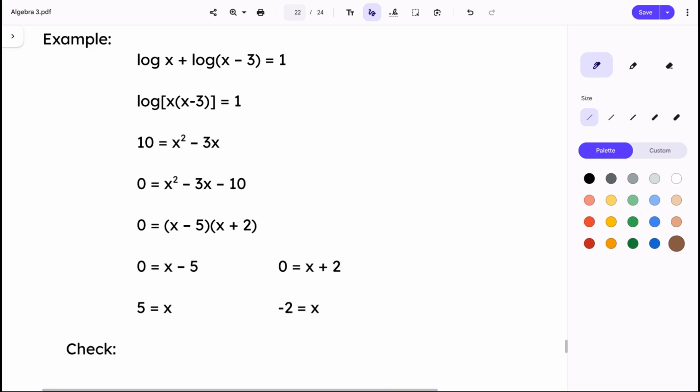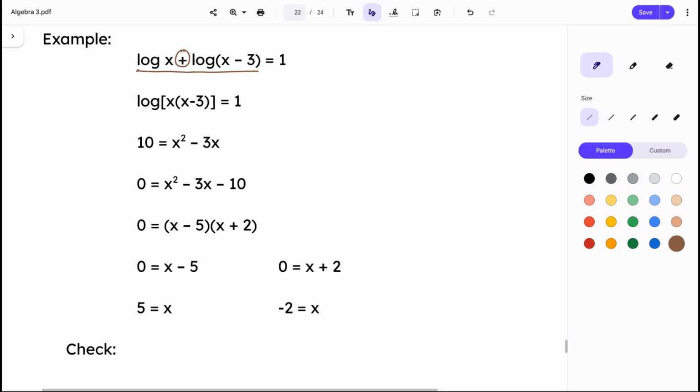The first thing that I'm going to do on the left-hand side is, because there's 2 logs and they have the same base number, remember, this log technically has a 10 next to it. When it's just a log by itself, that's technically a base 10. And since it's being added right now, I can combine them by using multiplication. So I rewrote this as log of x times x minus 3 and then still equals 1.